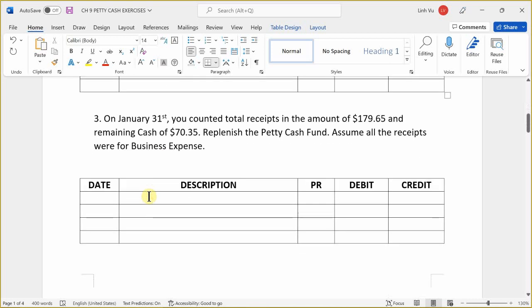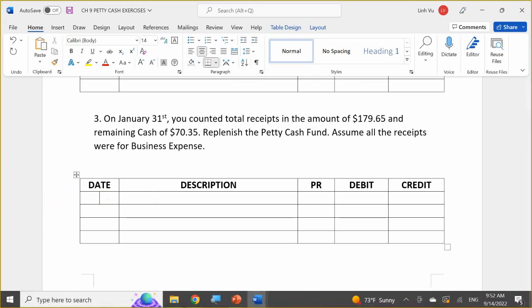Good. Number 3, on January 31st, you counted a total of receipts in the amount of $179.65 and a total remaining cash of $70.35. Replenish the petty cash fund. Assume that all receipts were business expenses. So how do I replenish my petty cash drawer?